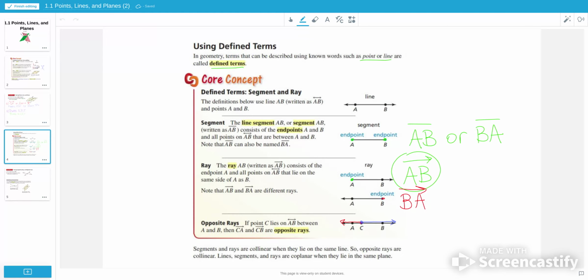So segments and rays are collinear when they lie on the same line. So opposite rays are collinear. And then lines, segments, and rays are coplanar when they lie on the same plane. So really the same definitions that we use with points, just with rays and segments as well.